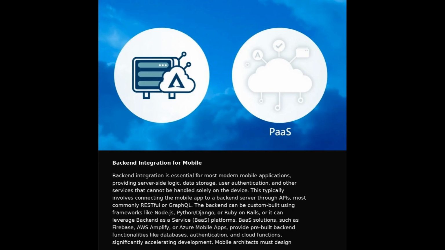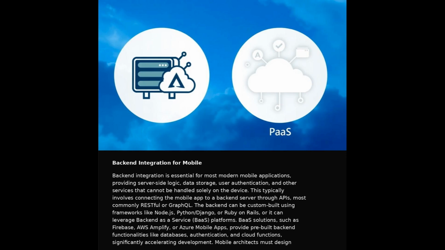BaaS solutions such as Firebase, AWS Amplify, or Azure Mobile Apps provide pre-built backend functionalities like databases, authentication, and cloud functions, significantly accelerating development. Mobile architects must design efficient and secure API endpoints, considering data formats, authentication protocols, and error handling, optimizing API calls for mobile environments, including minimizing payload size and supporting offline synchronization, is crucial for performance.